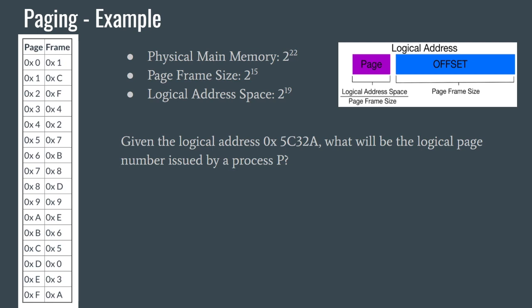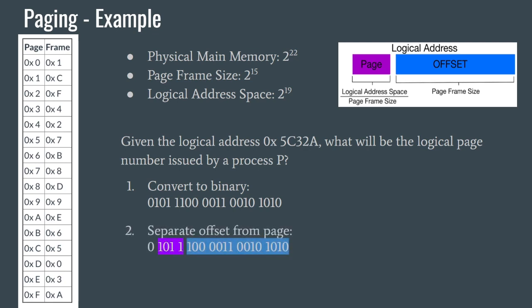Now we have this logical address given to us, 0x5c32a. Our first step is we take that hexadecimal address and convert it into binary, which will give us this wonderful number. Once we have that, we need to separate the page from the offset. How do we know how many places we have to count, starting from the right, as always? How do we know how many places we need to count for the offset? Does anyone know?